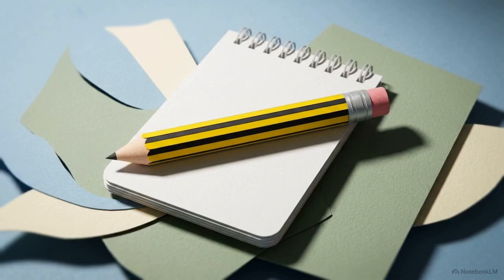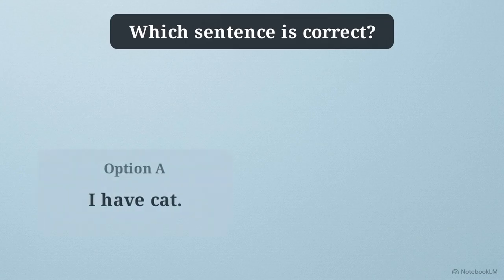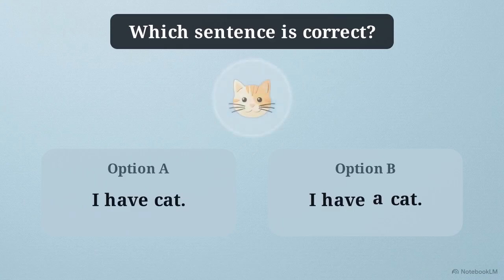Let's practice what we've learned with a quick test. Which sentence is correct? Option A is I have cat. Option B is I have a cat. Pause the video now and choose your answer. Taking a moment to recall the rule yourself helps you remember it much longer than just listening to an explanation.